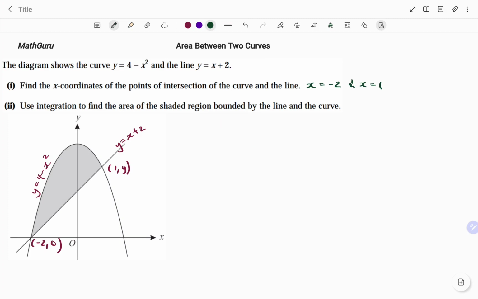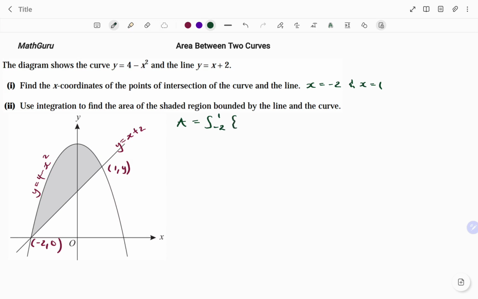For the second part of the question, we have to use integration to find the area of the shaded region bounded by the line and the curve. We're going to use our integration. Because they are both intersecting at the x coordinates of negative 2 and 1, to find the area, our area A will be equal to the integral, and the boundary is from negative 2 to 1. Those are the values of x where they're intersecting.